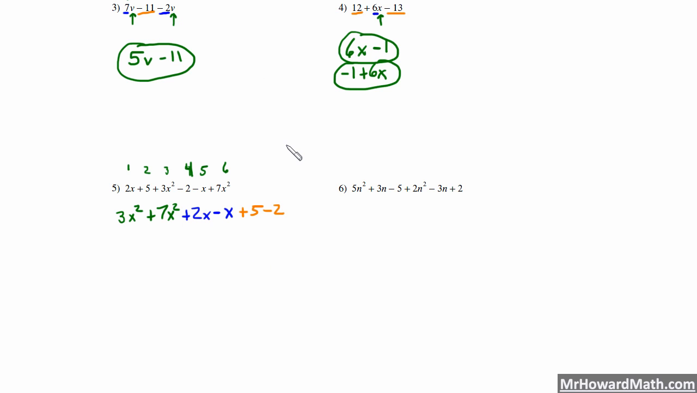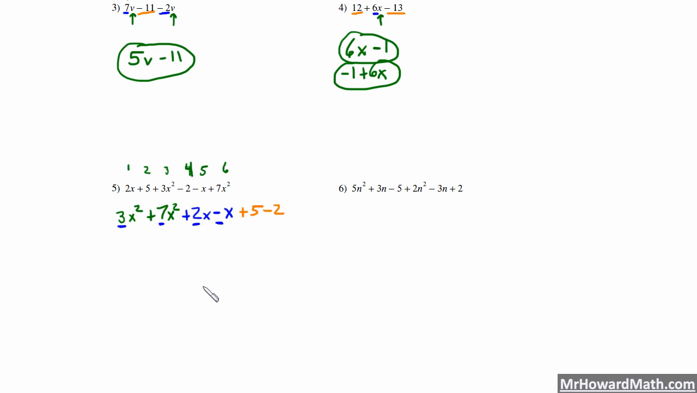So we also need to identify coefficients, constants, and variables. So let's do that next. So first thing, coefficients. So we have a 3 here. The 3 is the coefficient of this 3x squared term. 7 is the coefficient of the 7x squared term. 2 is the coefficient of the 2x term, and technically a negative 1 is the coefficient of this negative x term. There's an implied negative 1 in front of that x. We don't have to write the negative 1 because the 1 is implied there.